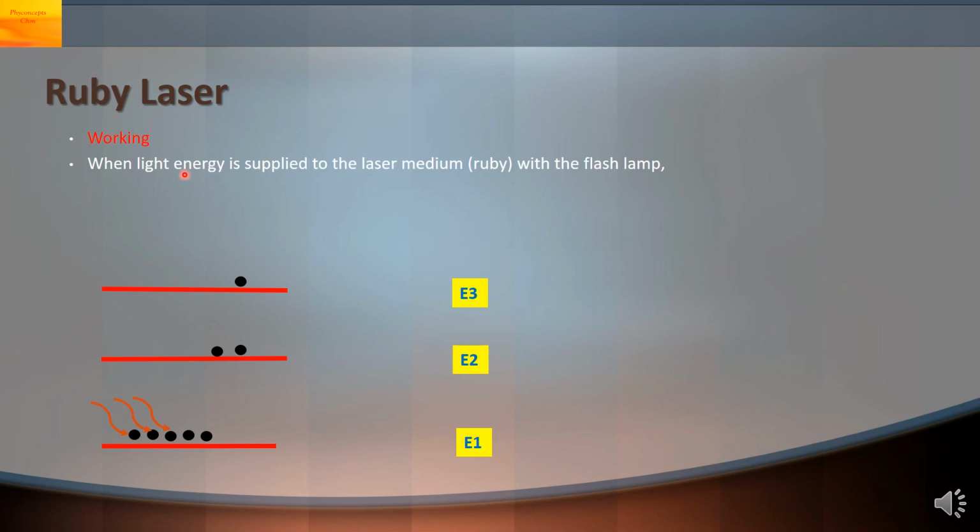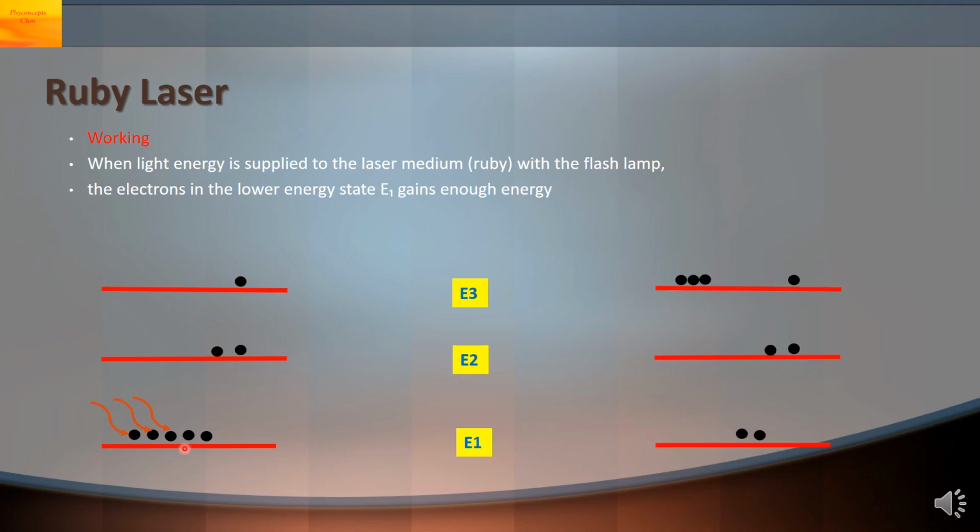Now, when the light energy is supplied by the flash lamp to the laser medium, that is ruby. So, light energy is supplied to ruby with the help of the flash lamp. The electrons in the lower energy state gain enough energy, and they will now jump into the excited state, which we denote as E3.